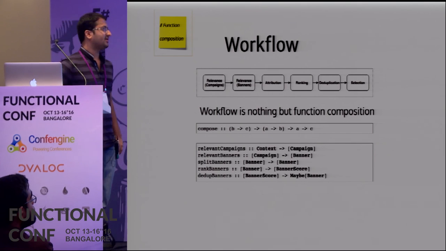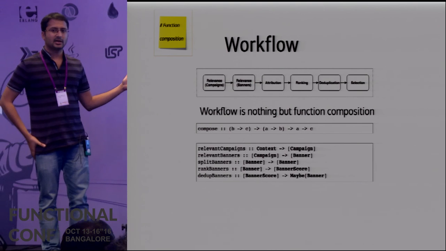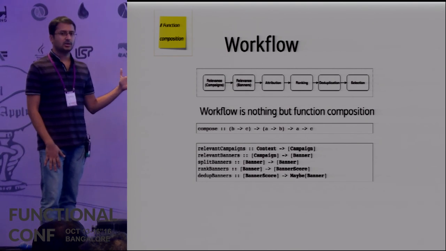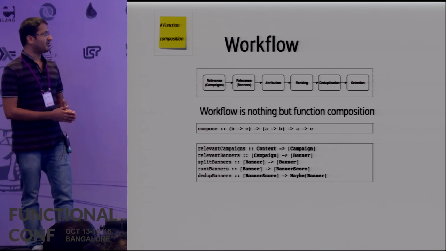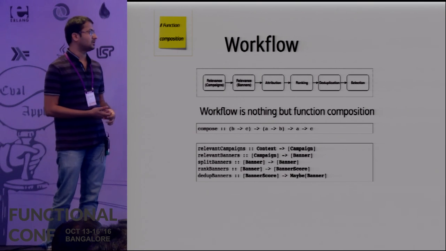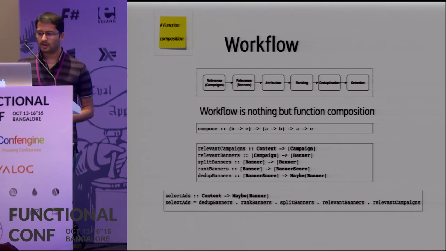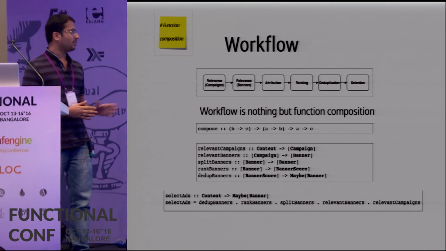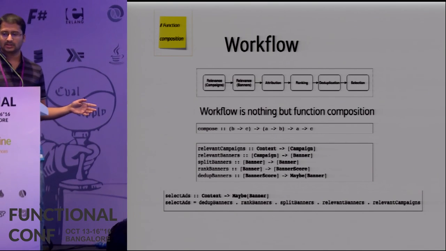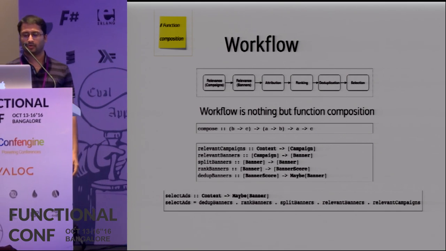This is a list of functions that we have so far. I've simplified it to remove the map and the slot, but bringing it back is still the same thing. So we have a function called relevant campaigns, which takes a context and returns a list of campaigns. We have a function called relevant banners, which takes a list of campaigns and returns a list of banners, and so on. All of these functions can be composed together nicely to create an ad selection workflow, which is not a lot different from the workflow box that you're seeing above.